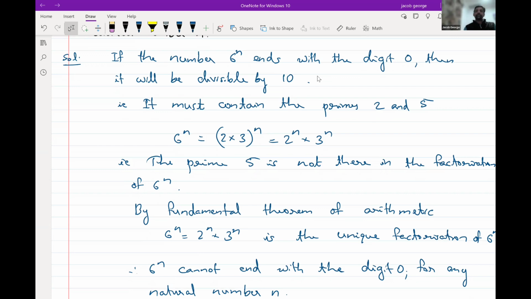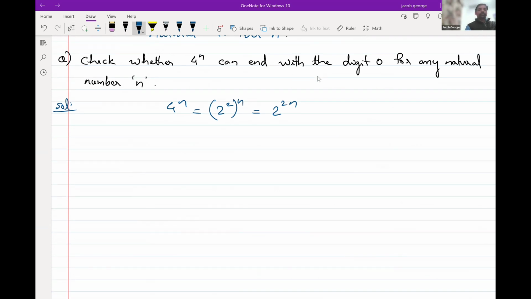The prime 5 is not there in the factorization of 4 raised to n. After writing the other two sentences, I did not repeat them here, but you have written, right? Yes, then you will write.